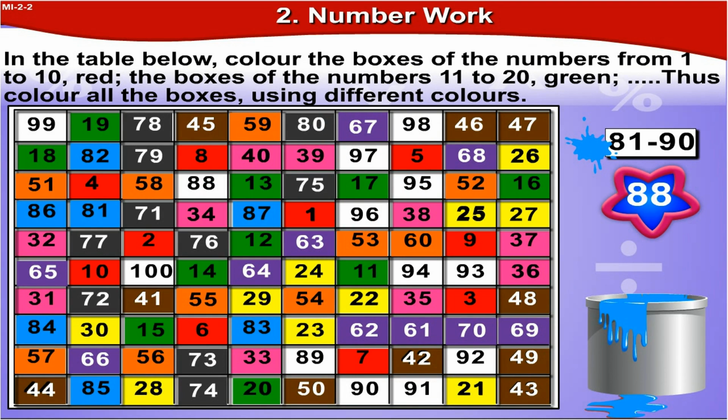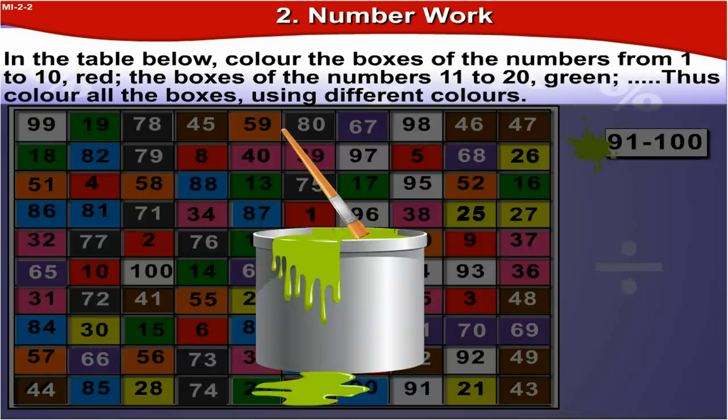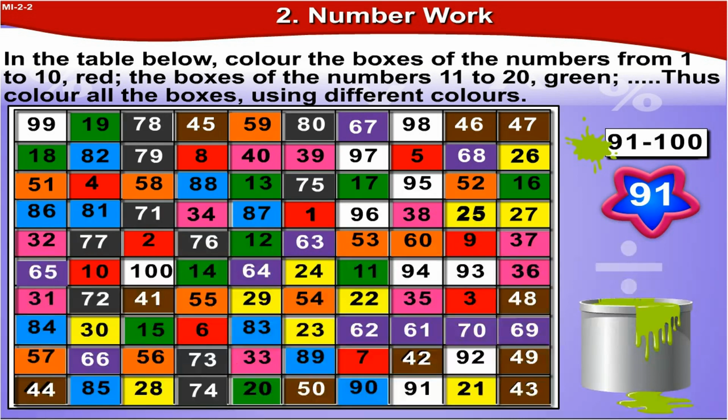Can you find number 88? Now color the box containing number 88 in red color. Can you look for number 89? Now color it red. Let's find out number 90 and color the box in red. Now we are left with the last set of numbers, that is from 91 to 100, and we'll color them light green. Let us begin with number 91.